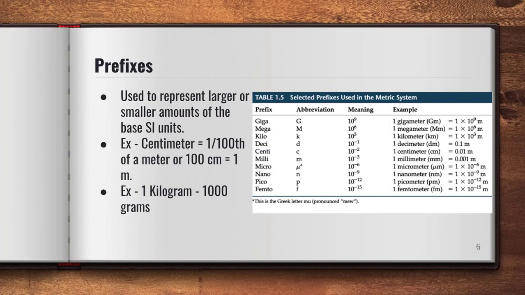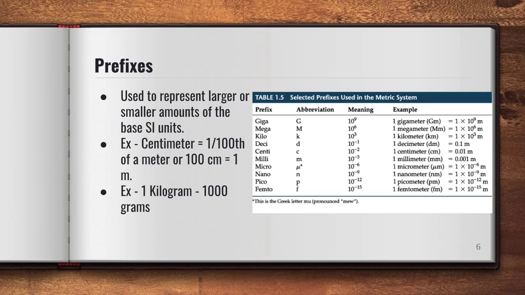Now, those base units, if we have a number that's really large or really small, we typically don't just use the base unit, but we add a prefix to the beginning of it that indicates kind of a multiplier, so to speak. So for example, if you look to the table to the right, you have prefixes like giga, mega, kilo, deci, centi, milli, micro, nano, pico, and femto. And these are used in the SI system to represent either really large numbers or really small numbers.